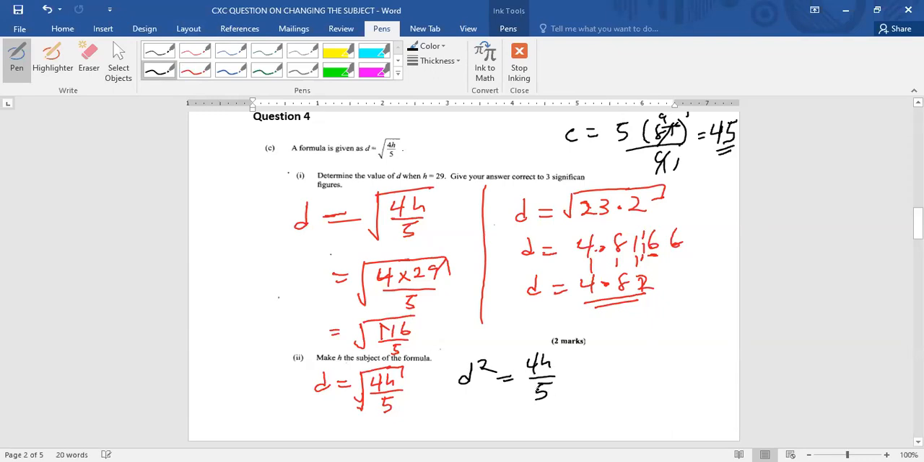All right. Now we want to make H the subject. Which one will I move next? The 5. Now, what's the 5 doing here? Divide. What's the opposite of divide? Multiply. So times 5, d square is equal to 4h.